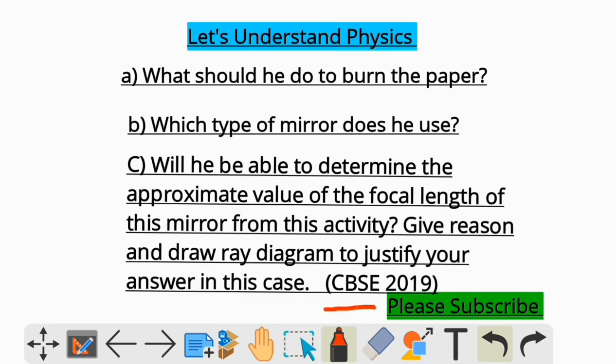Let's see question A. What should he do to burn the paper? Now, by using those concentrated sun rays, what he has to do? He has to burn the paper, it seems. Now, what he has to do for that?